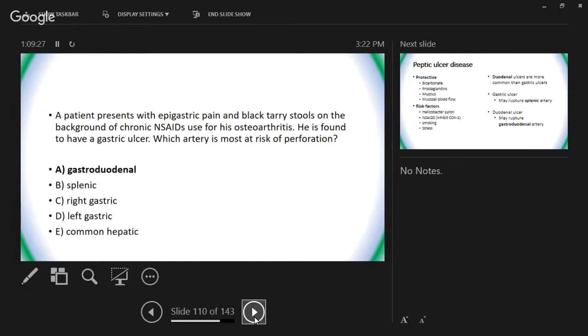Gastroduodenal. So what I want to know there is, gastric or duodenal? Answer is duodenal. And if you get a duodenal ulcer, if that gets really bad, it can erode the wall until it perforates one of the arteries. And the artery most likely to be perforated in a duodenal ulcer is the gastroduodenal. Again, it's an ulcer type thing.